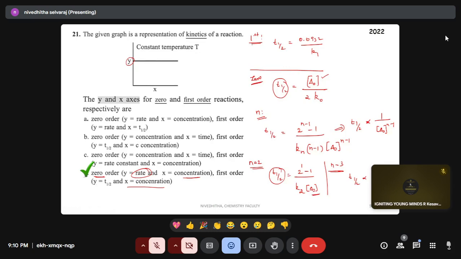So as far as first order reaction is concerned, half-life period is independent of initial concentration of the reactant. As far as zero order reaction is concerned, half-life period is directly proportional to the initial concentration of the reactant. And for rest of the orders, it is inversely proportional. Okay. Right.